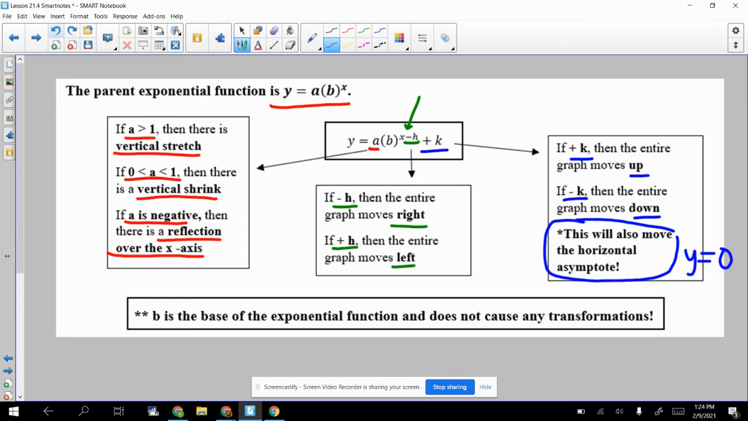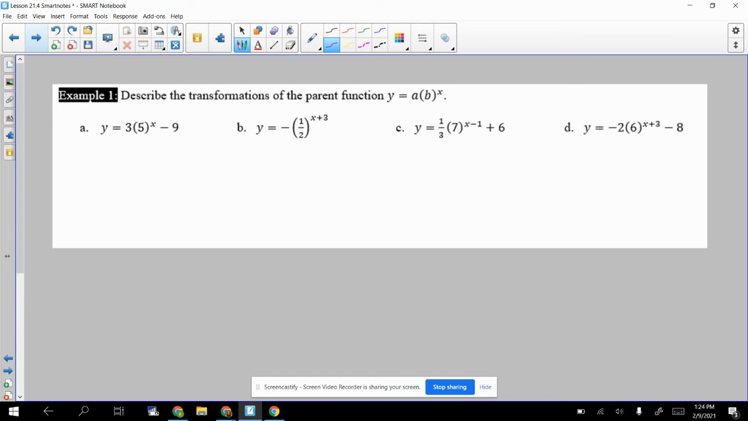All right, so let's go ahead and try some of these. So example 1 is just asking you guys to state the transformations, describe the transformations. So first one, we have a 3 out front. So remember, 3 is greater than 1, so that would be a vertical stretch. Vertical stretch of 3.